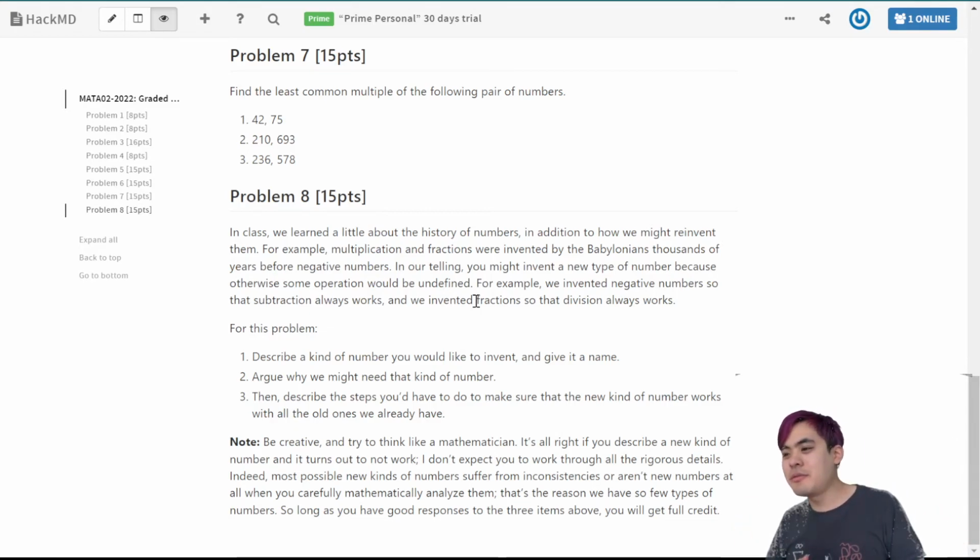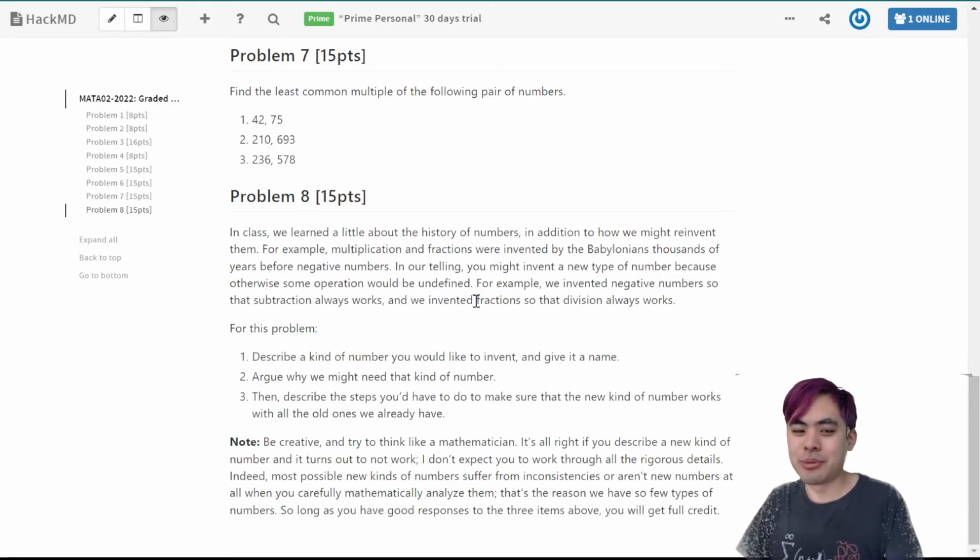Try to be creative. It's all right if you describe a new number and it doesn't work. Most of the time, when you try to invent new numbers, things don't work out. That's how it is, even for a professional mathematician.